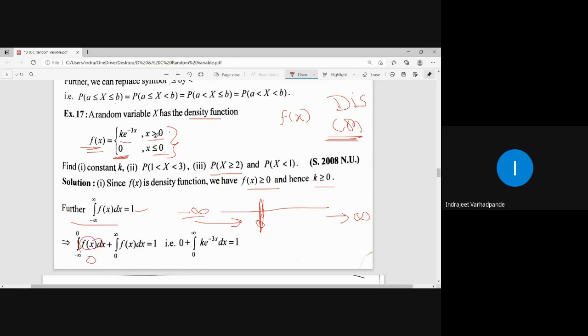And from greater than 0, meaning from 0 onwards, where it will go we don't know, so it will be till infinity. What is the value of this function from 0 to infinity? It is k e to the power minus 3x. So for the first term it is 0, for the second term it is k e to the power minus 3x dx.